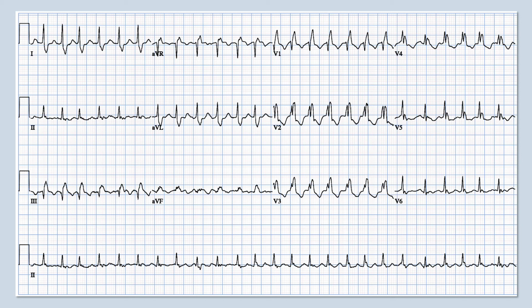So we're really stuck with the morphology, and as you can see, it has an R, an RS, R prime morphology, where the first R is tiny and the second R is much larger, which is typical of a right bundle branch block. And as you can see, the first part of the QRS is very fast onset, and it's got this slow, shallow S wave here. This is very typical for a right bundle branch block.